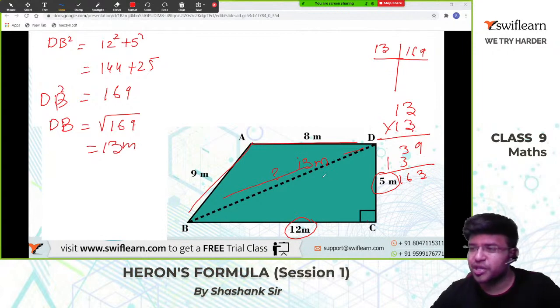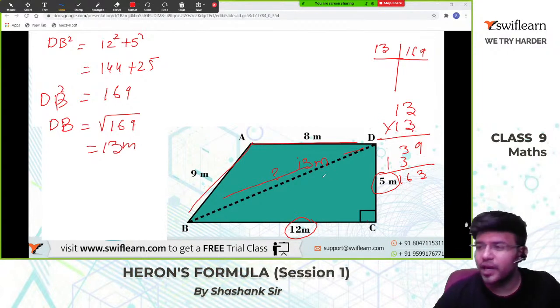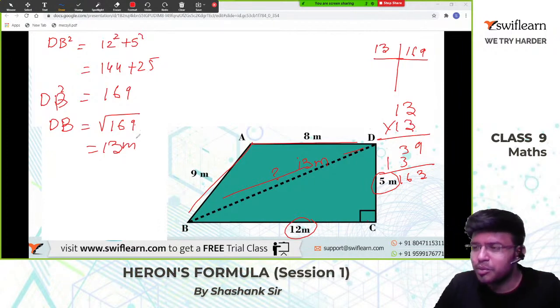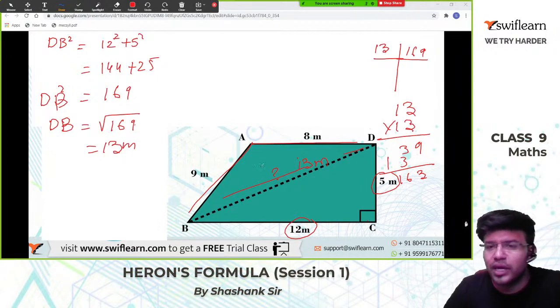Yes, Abhishek Kumar, 13 is the right answer. Very good. And also shabash for participating in this. So what about the other students? Tanuja, yes, let us solve this together. Abhishek is there with us. So DB is 13. Okay, now let us solve everything.